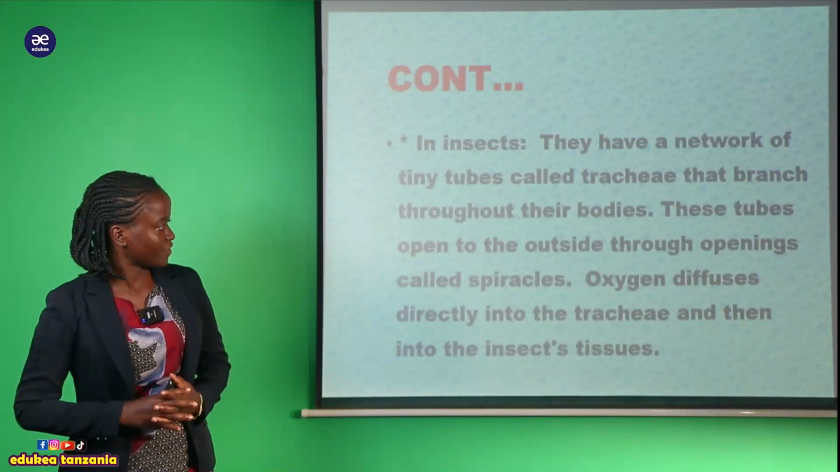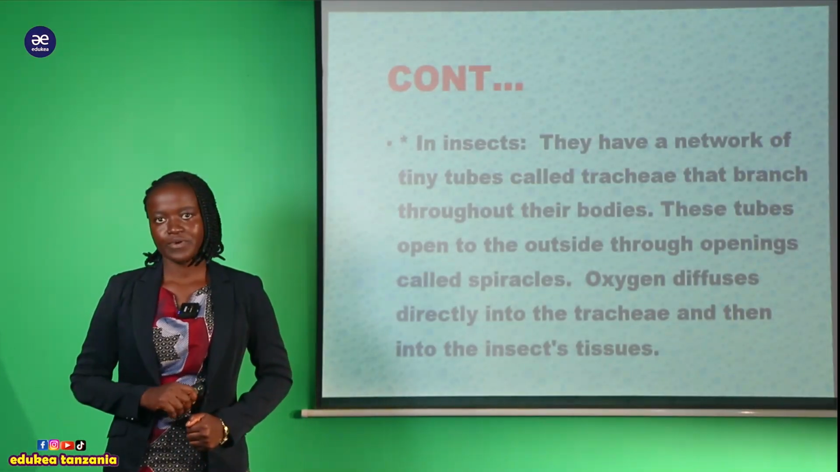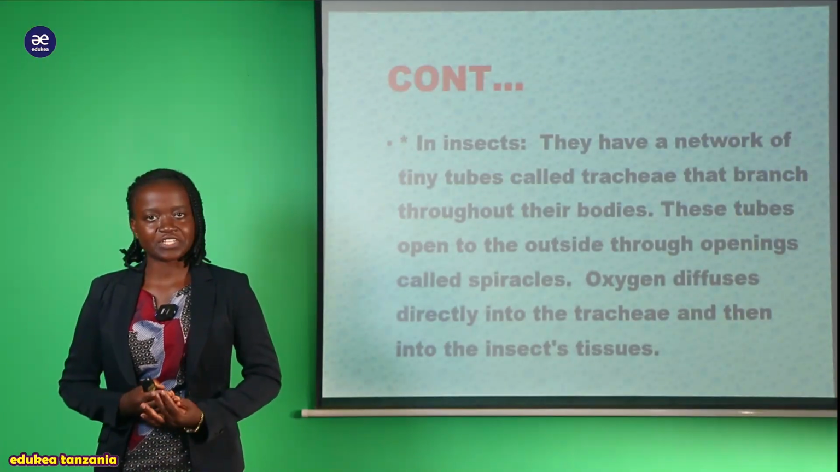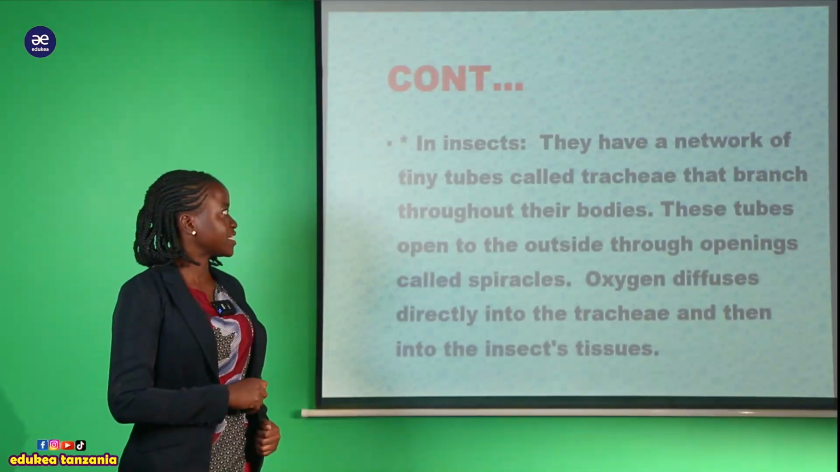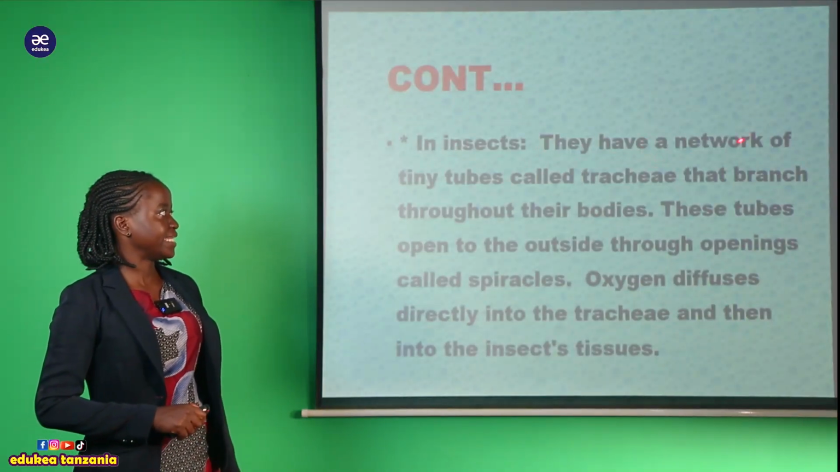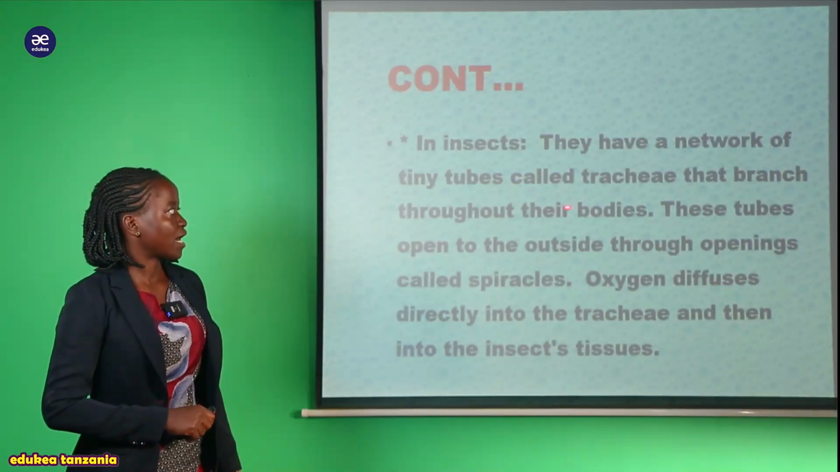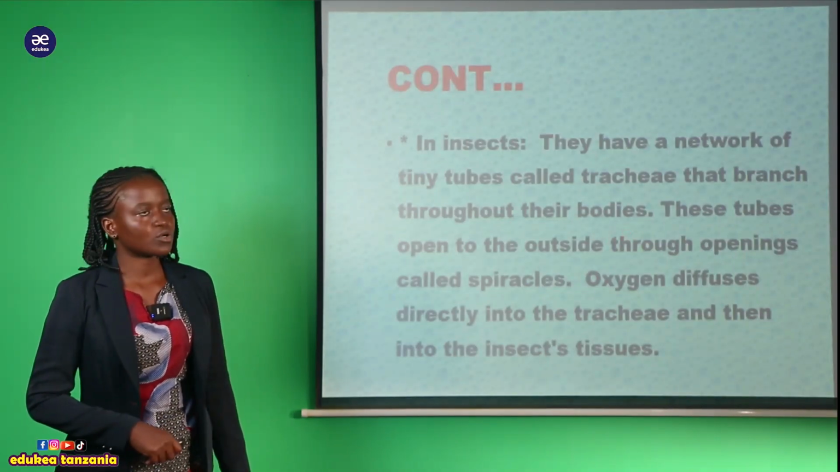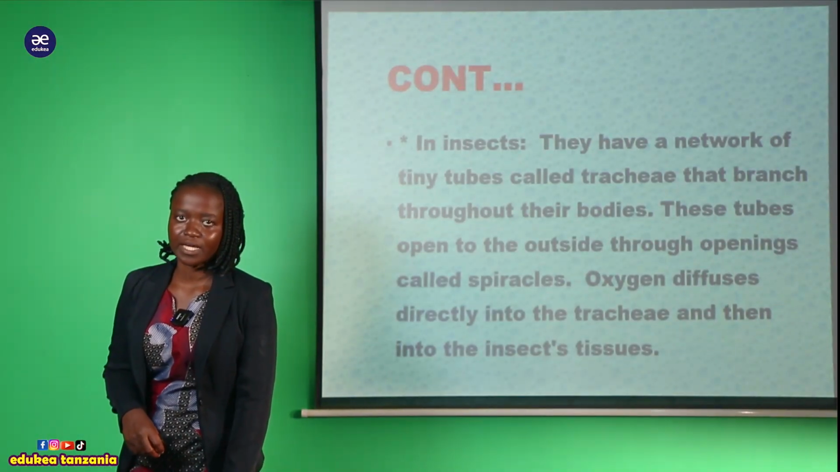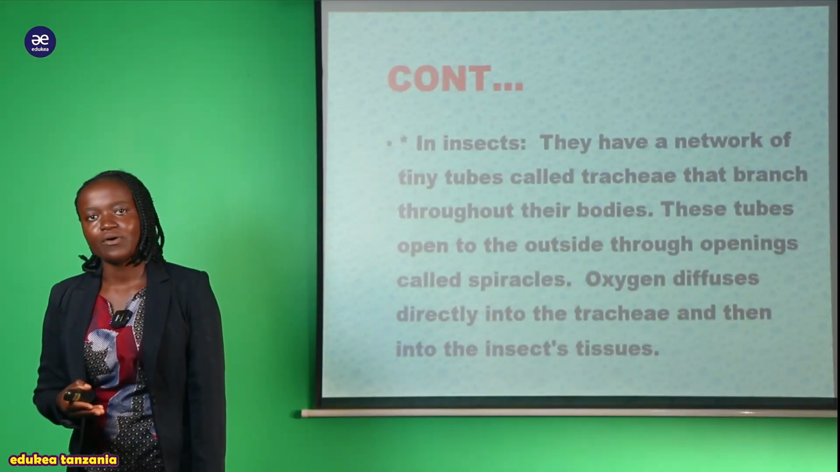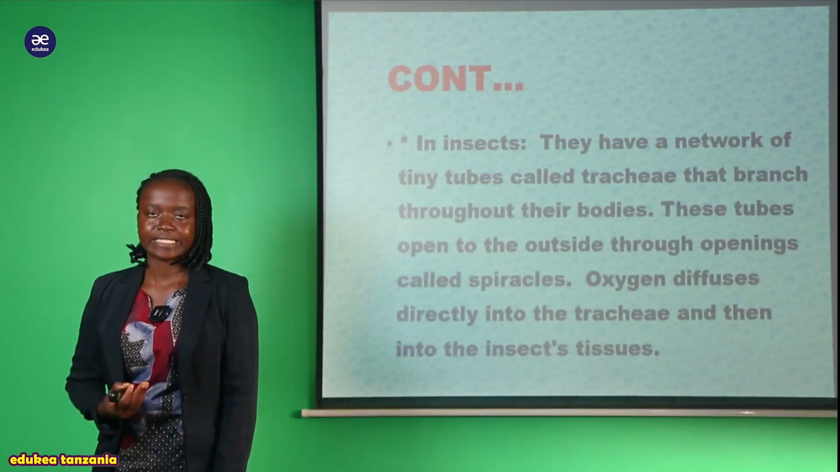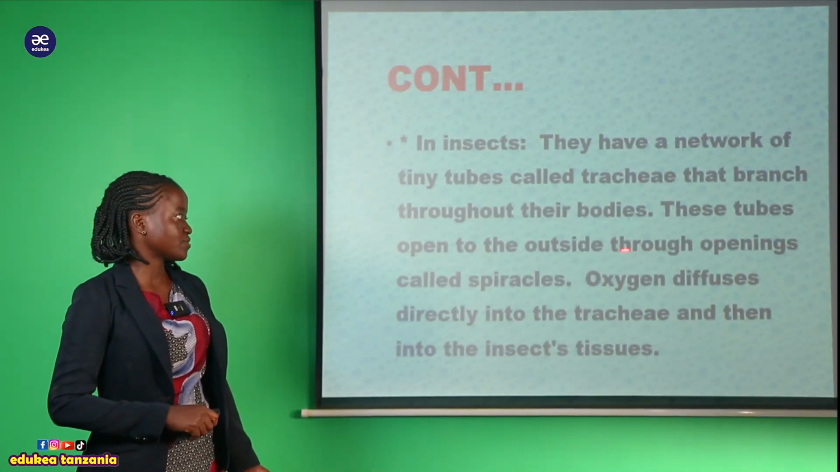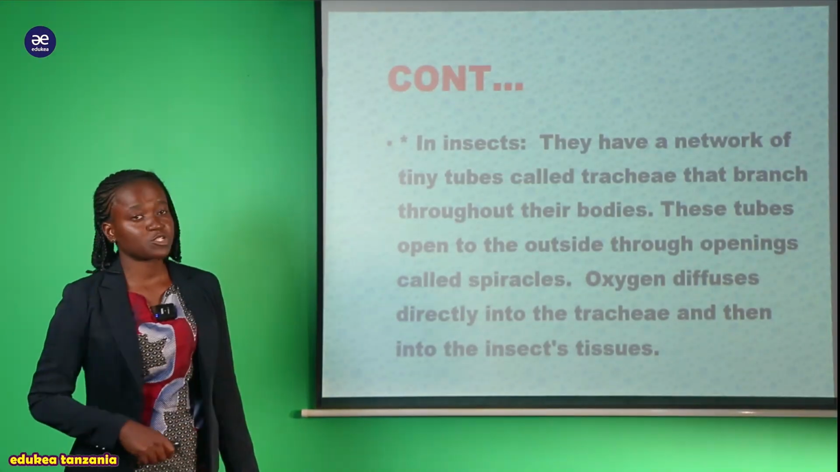But also we have another organism, that is an insect. So insect wanatumia nini sasa kwenye gaseous exchange? We are saying that they have a network of thin tubes called tracheae that branch throughout their bodies. So this organism uses a trachea. Within a trachea is where this gaseous exchange can take place. But also we are saying that these tubes open to the outside through an opening called a spiracle.